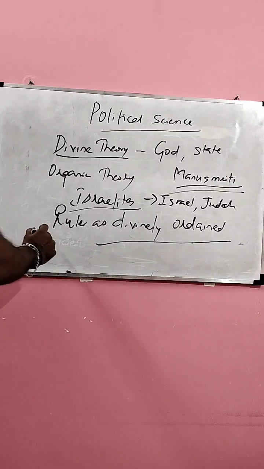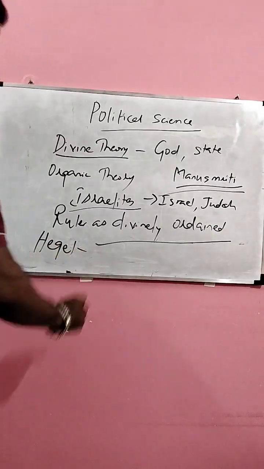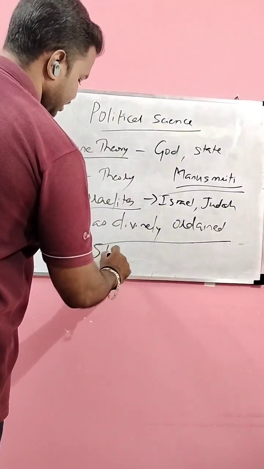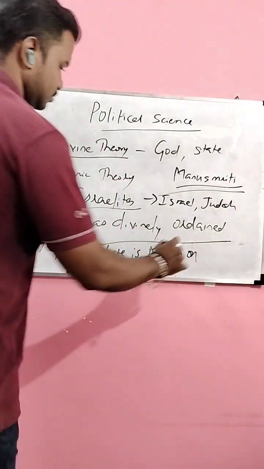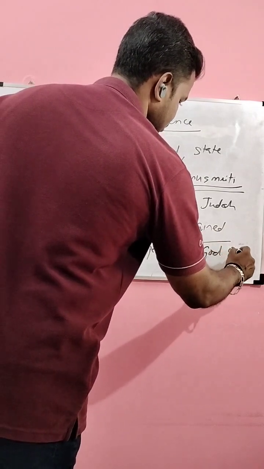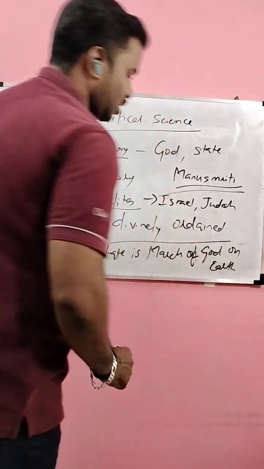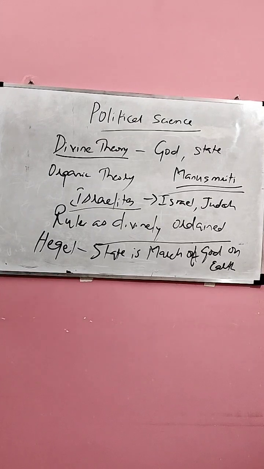For example, Hegel, the German philosopher, held the view that state is the march of God on earth. So Hegel saw the state, the political unit having power, as a march of God on earth. So what was he meaning? He was telling that the state itself should be respected. It deserves respect. You are supposed to respect the state. Okay, you should obey the state. So this is called the divine theory.